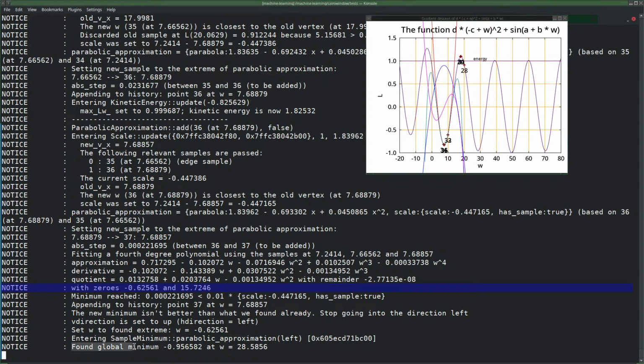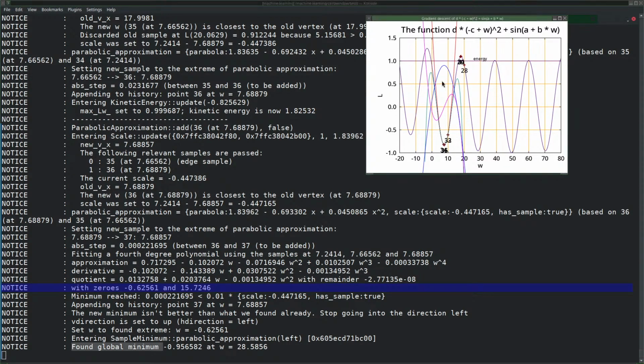And then it says found a global minimum value minus 0.95. Well, the real one has a -1 as a value at 28.5. So that is this one. That's the lowest. So this one is lower than that one, apparently, a little bit. But yeah, I missed the real minimum because it jumped over it twice.